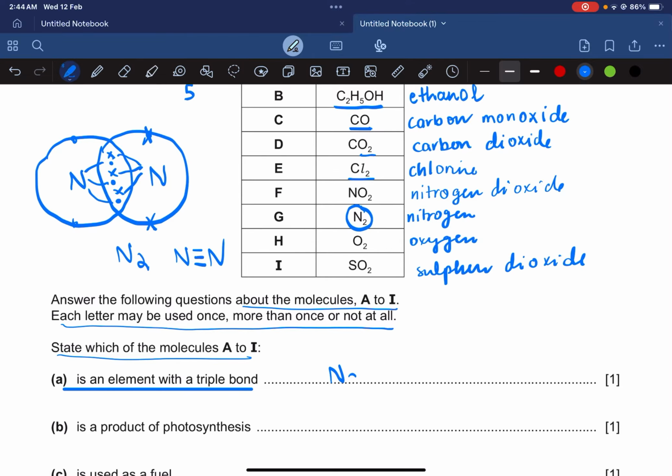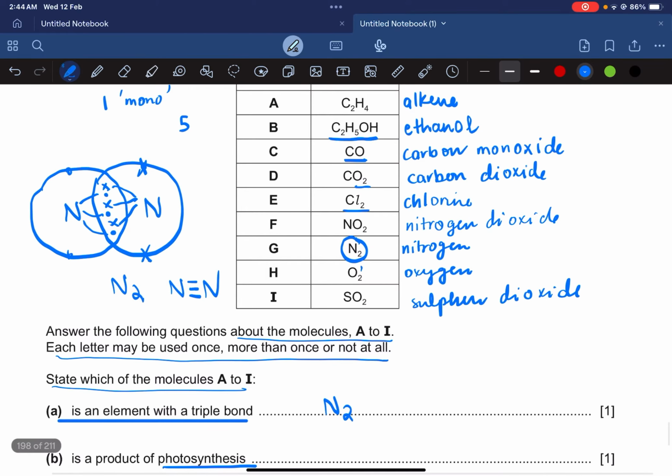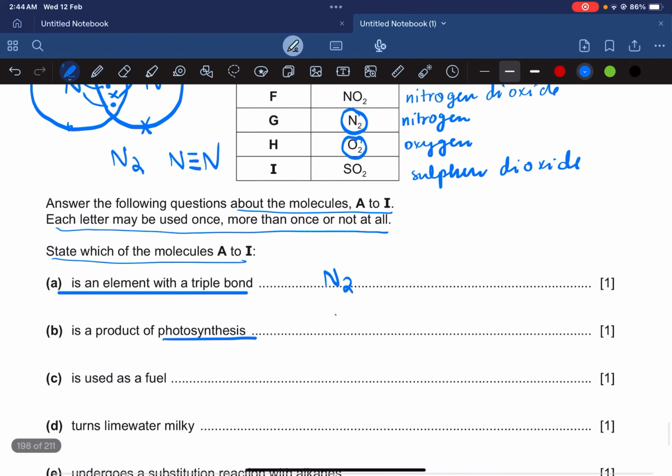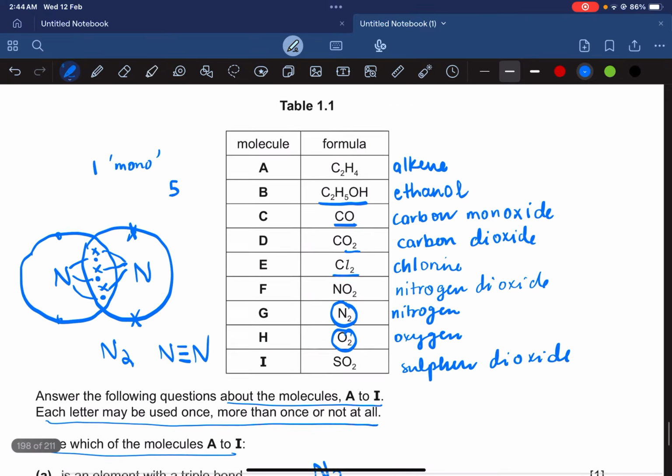Is a product of photosynthesis. You should know that photosynthesis is basically when carbon dioxide and water combine in the presence of sunlight to form glucose and oxygen gas. So we have oxygen gas over here, so we're going to write O2. The next question is used as a fuel. You guys should know that we use ethanol as a fuel. Okay? Ethanol is widely used as a fuel, so it is going to be B.